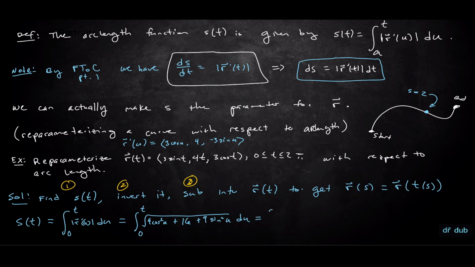Which will be the integral from 0 to t of the square root of 9 plus 16 du, which is the square root of 25, which is the integral from 0 to t of 5 du, which is just 5 times t. So the arc length function s of t is just 5 times t. So far we've got s of t equals 5t, which is an increasing, nice one-to-one function.